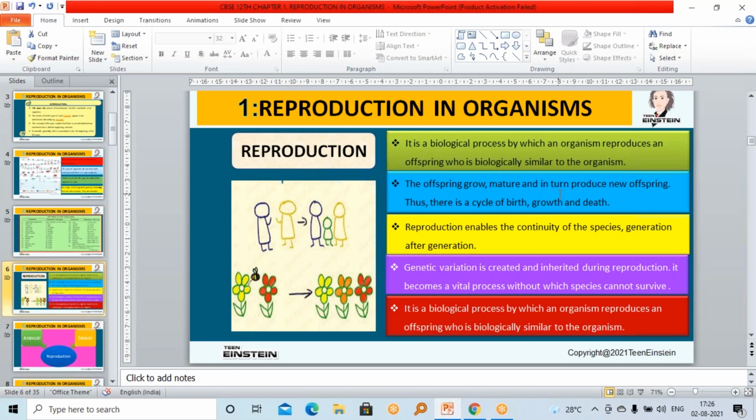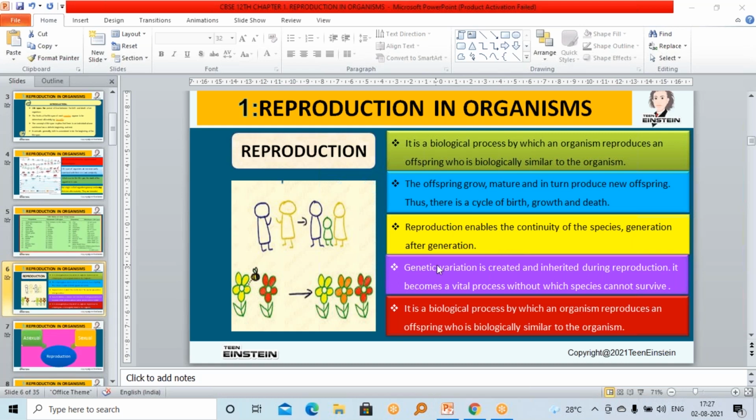organism. And the offspring grow, mature, and after attaining maturity, those organisms also produce new offspring. So that is a cyclic process. There is a cycle of birth, growth, and death. Right? So reproduction enables the continuity of the species generation after generation. Without reproduction, there is no continuity or existence for a particular species.